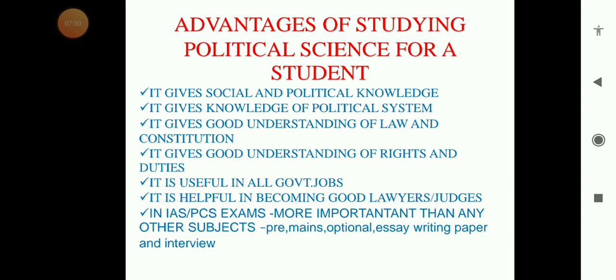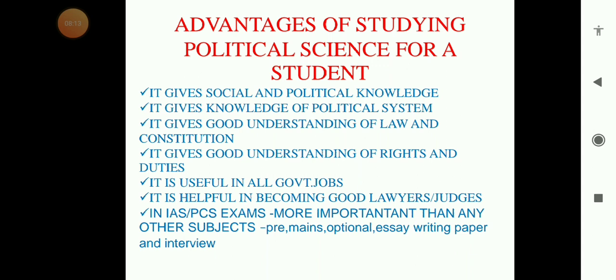It is helpful in becoming good lawyers and judges also. So if you want to become a lawyer or a judge, this subject is quite beneficial for you. CLAT, combined law aptitude test, is held to be selected in the colleges of repute and the universities of repute where the people study law. So in that exam also the questions from this constitution and polity is asked, and after that this subject is important in IAS and PCS exams also, more than any other subjects I would say.